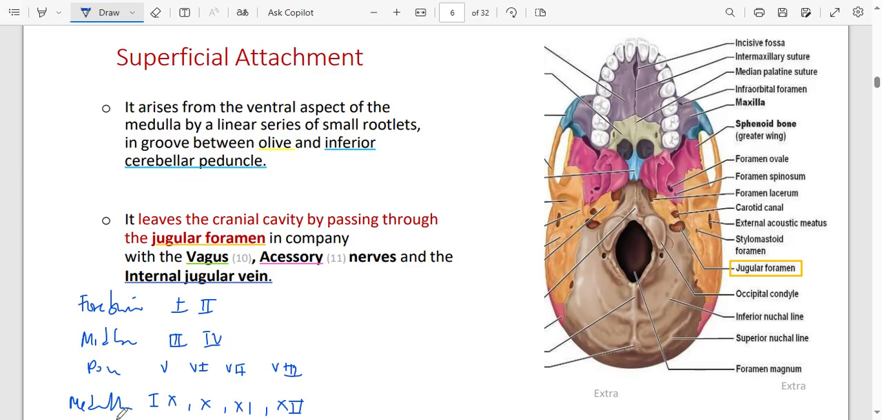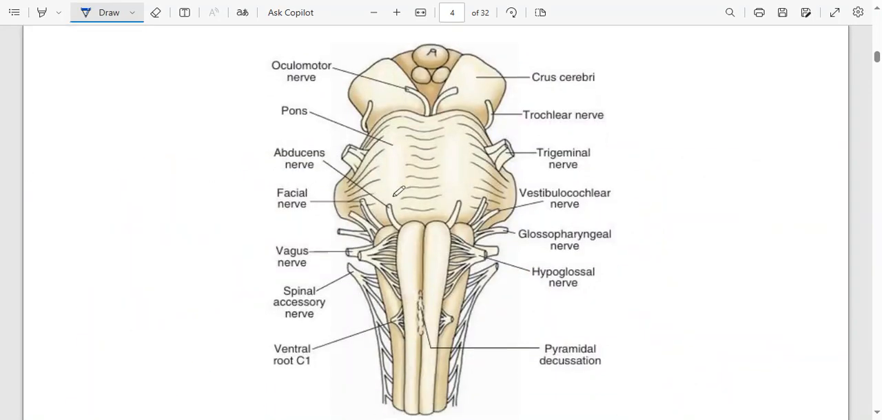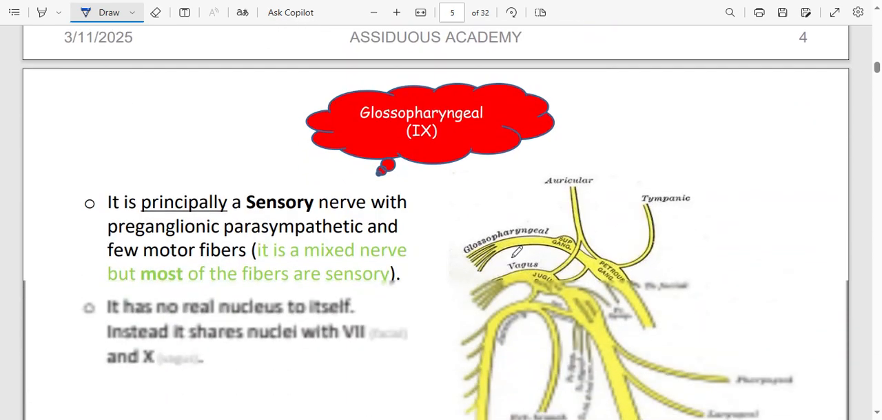So glossopharyngeal nerve, as you can see here, is going to emerge from the ventral aspect of the medulla, the front of the medulla, okay, by a series of small rootlets. It grooves between the olive and the inferior cerebellar peduncle. This is the nerve here, glossopharyngeal. This structure here is what we call the olives. This is the pyramid. So it is actually on the post olivary fissure behind the olives.